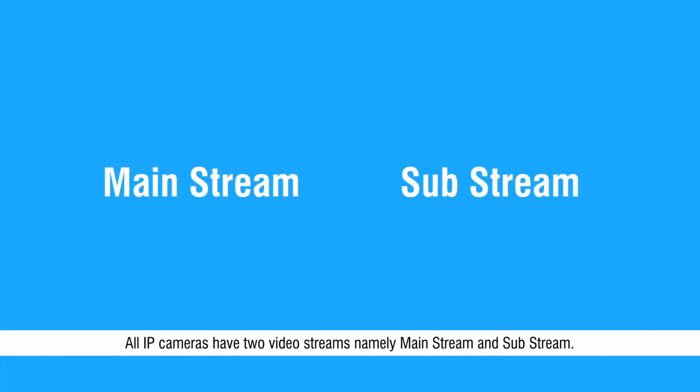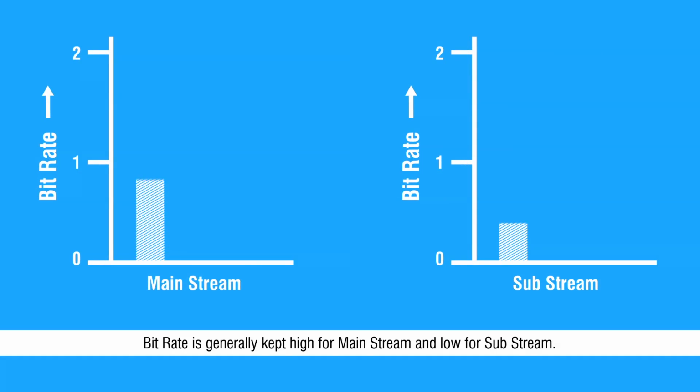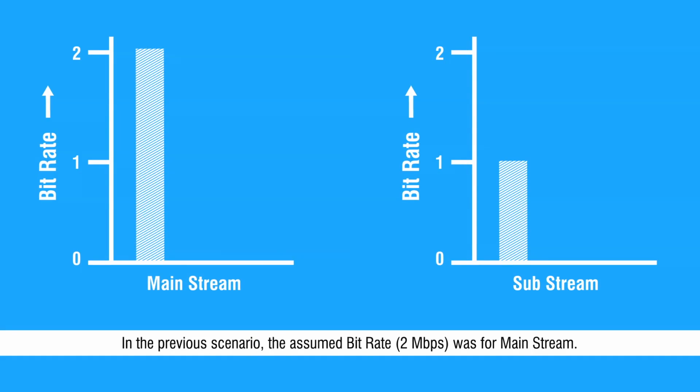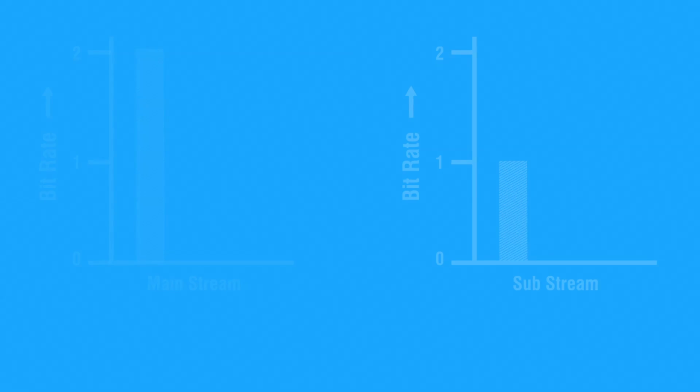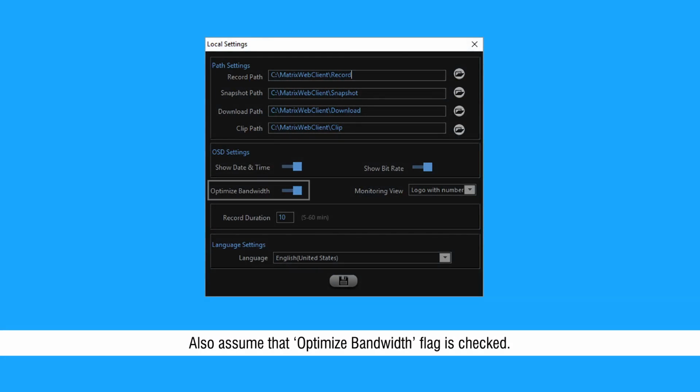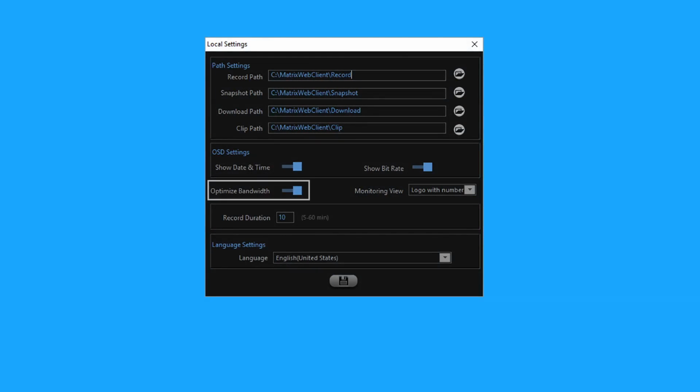All IP cameras have 2 video streams, namely mainstream and substream. Bitrate is generally kept high for mainstream and low for substream. In the previous scenario, the assumed bitrate 2 Mbps was for mainstream. Let us assume the bitrate for substream as 1 Mbps, that is half the value of mainstream. Also assume that optimized bandwidth flag is checked.